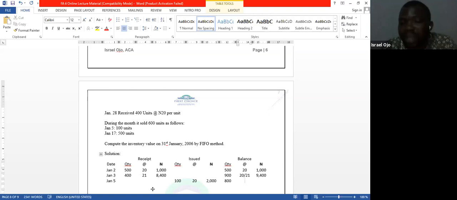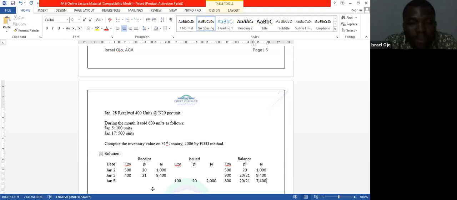You have only taken 100 out of the 500. It means that the 20 consignment is still in existence. So you have to put 20, because you have 400 units valued at 20 naira per unit. So you show it there. Then 21: 9,400 minus 2,000, the cost which you have issued out, will now be 7,400. This means that as at the end of January 5th, the value of our inventory in our warehouse is 7,400.